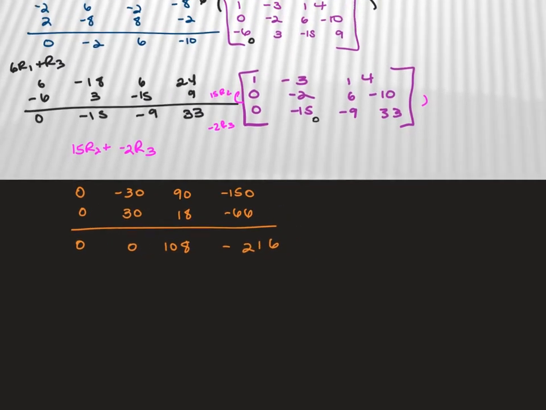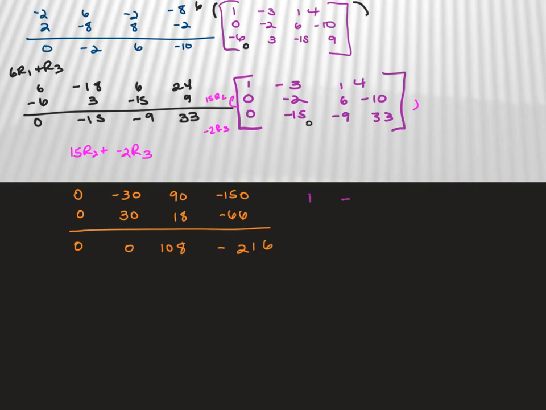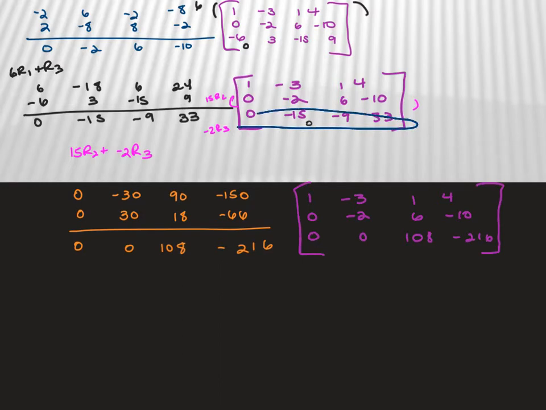So if I continue with this one, then I'm going to rewrite. So 1, negative 3, 1, 4, 0, negative 2, 6, negative 10, 0, 0, 108, and negative 216. So to make my life easier beforehand, I could have taken either this row or this row and simplified it because they're both divisible by the same number. Like I could have done the second row by 1/2, and I could have done the third row by 1/3. But I want you to keep in mind that that's not always going to happen. There are times when you have to multiply both rows to cancel them out.